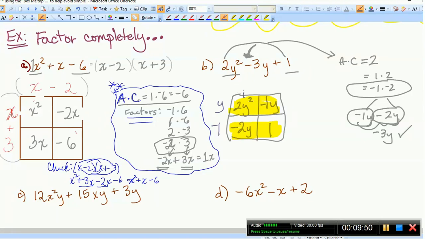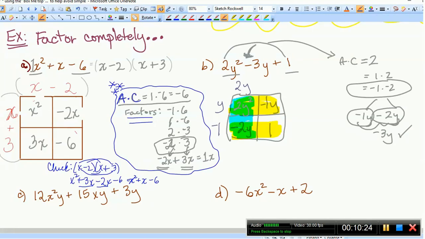Okay, so we're coming up here to this first column. Now, what do they have in common? They have a 2 and a y. So we're needing a 2y. And notice that this is positive because the box closest to that value is positive.